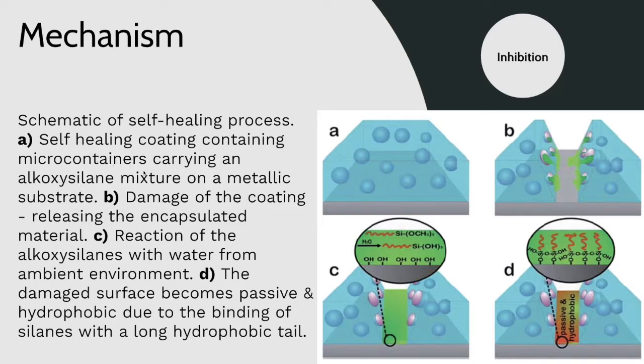So it's containing the alkoxysilane mixture on a metallic substrate. So in the substrate, it has the alkoxysilane, so it will be quite preventive. If the metal is exposed, it will quickly create a layer on the metal itself. The idea is that if there is a crack, the material will react to the environment and heal itself.